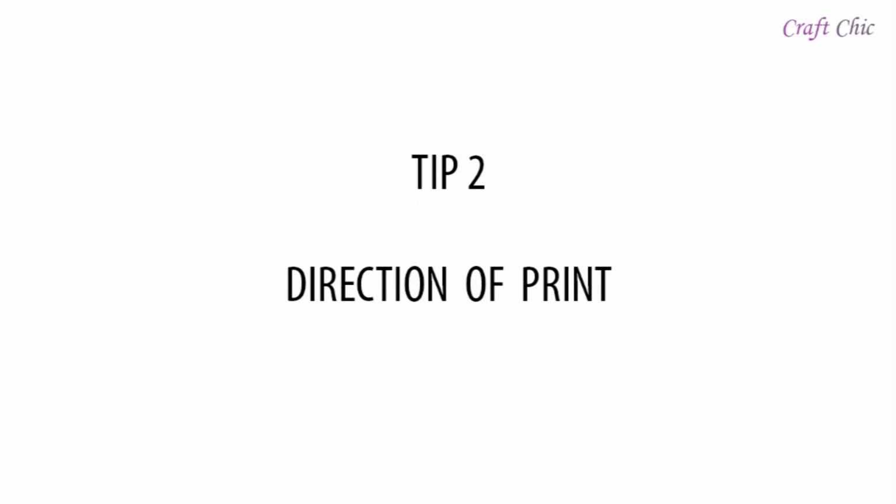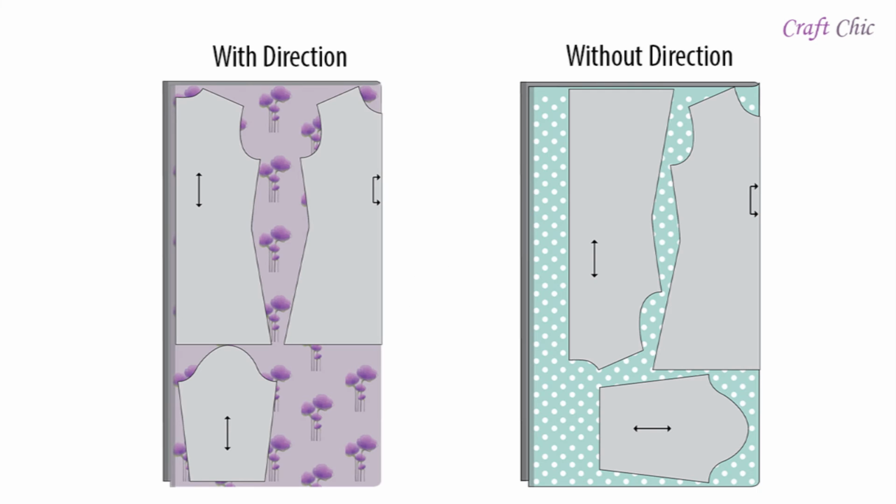Tip number 2, the direction of the print. When your fabric has a print with a definite top and bottom, your pattern pieces should also all go in the same direction. For example, here you can see the flowers all point upwards, so your pattern pieces also should point upwards. If your fabric has a pattern that doesn't have a specific direction, like the polka dots, you can place your pattern pieces in any direction as long as it follows the grain of the fabric.